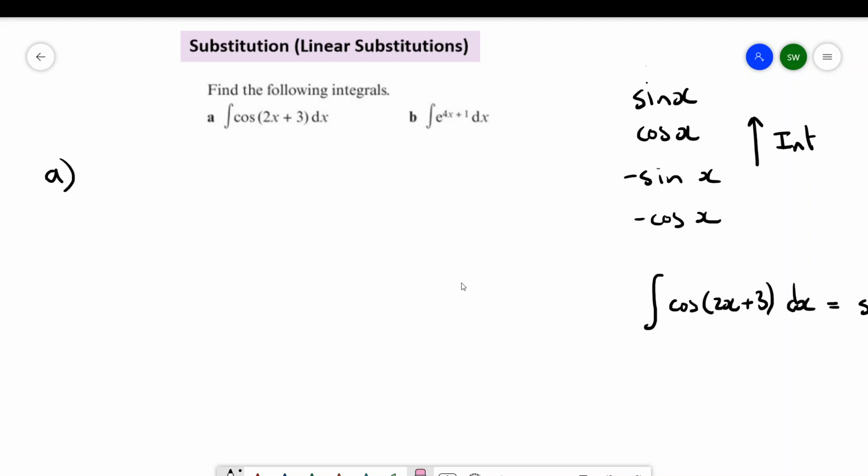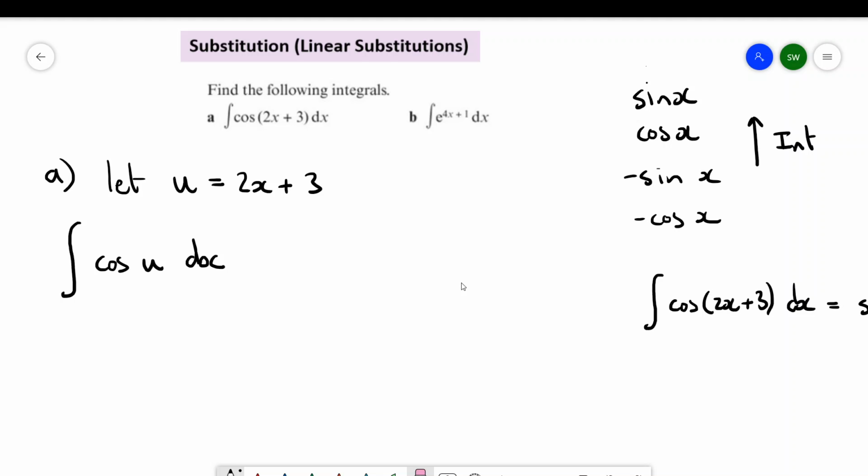So what we're going to do is we're going to create a new variable, which is our substitution. So we normally use the letter u for that substitution, and we're going to let u be the inside function of x. So in this case, it's 2x plus 3. The reason why that helps us is because our integral then becomes the integral of cos u, which is simpler than 2x plus 3. And we've still got dx on the end. All we've done is replace 2x plus 3 with u.